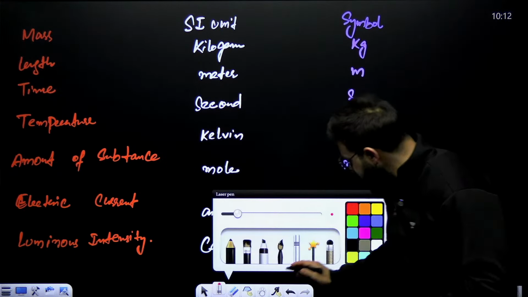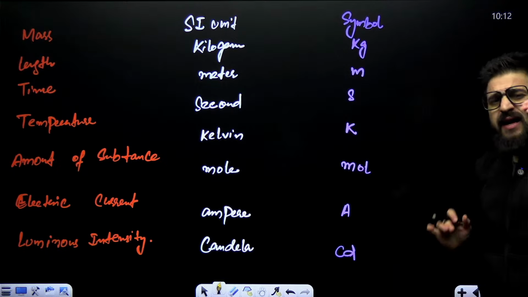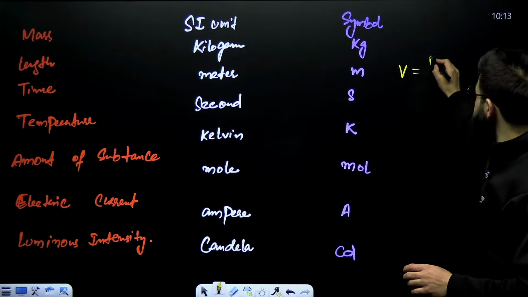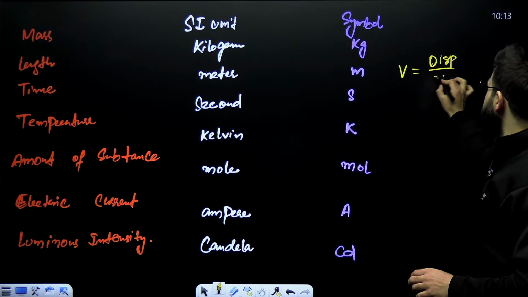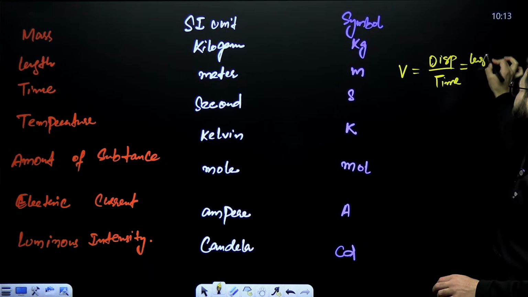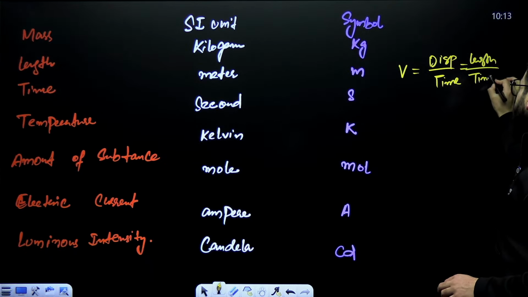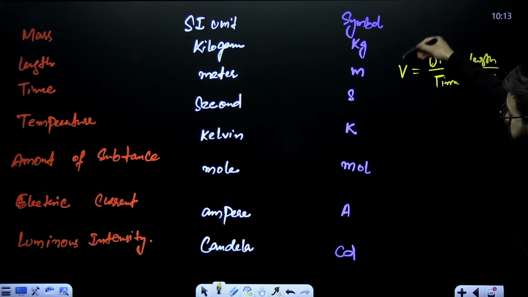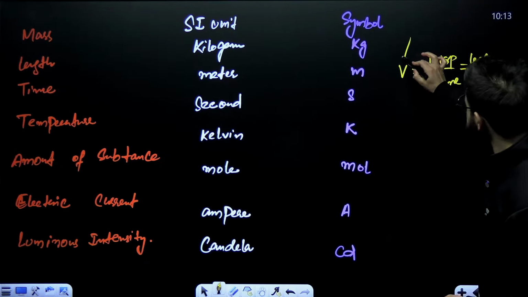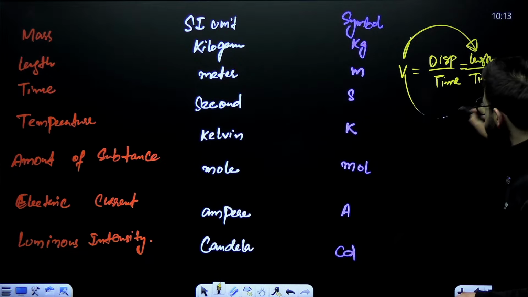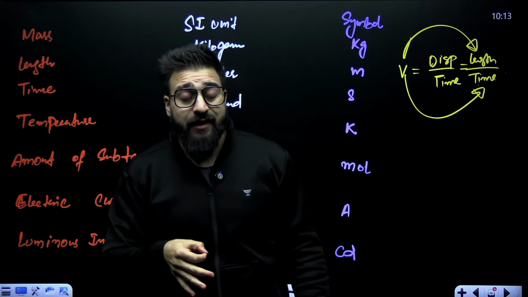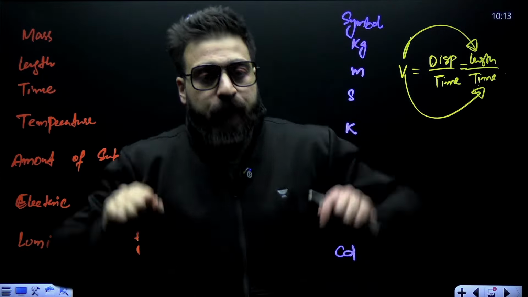Guys, listen to me very carefully. Let me give you the feel. Suppose somebody asks you what is velocity. You say, sir, velocity is displacement upon time. And what is displacement actually? It is length. And this is time. This means velocity we cannot consider a fundamental physical quantity. Why? Because velocity depends upon length and velocity depends upon time. But fundamental physical quantities are those which do not depend upon each other.